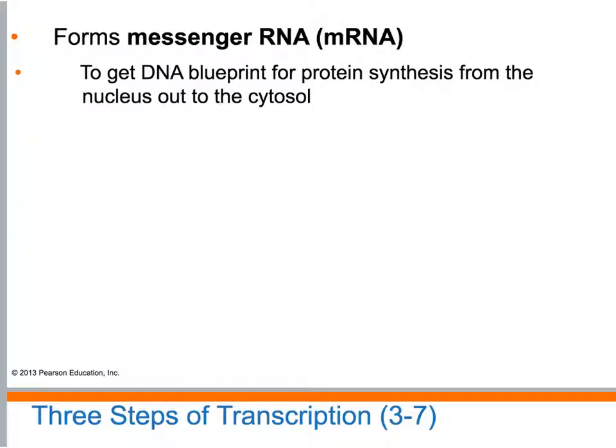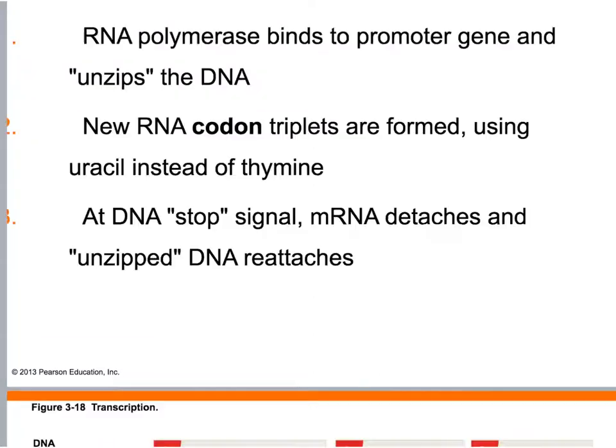Transcription deals with the messenger RNA, or the mRNA. This is to get the DNA blueprint for protein synthesis from the nucleus out to the cytosol. The RNA polymerase binds to the promoter gene and unzips the DNA. The new RNA codon triplets are formed. At the DNA stop signal, the mRNA detaches and the unzipped DNA reattaches.